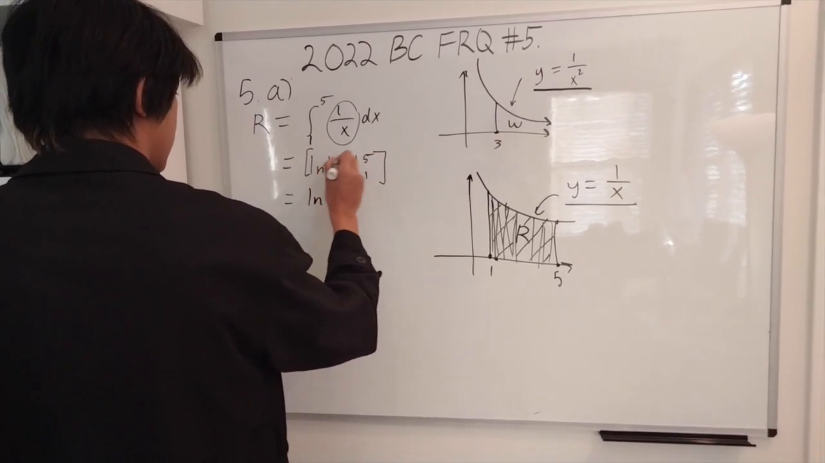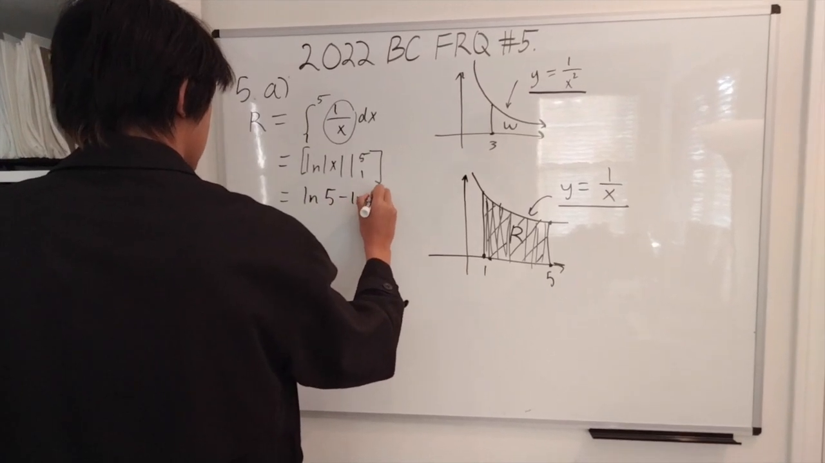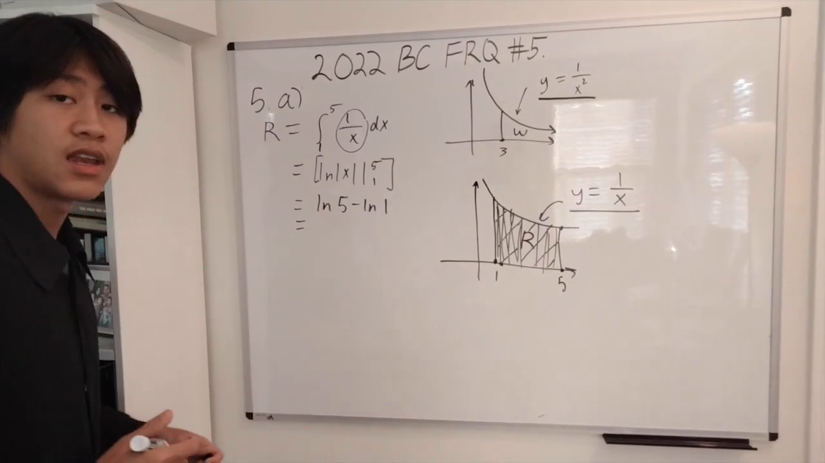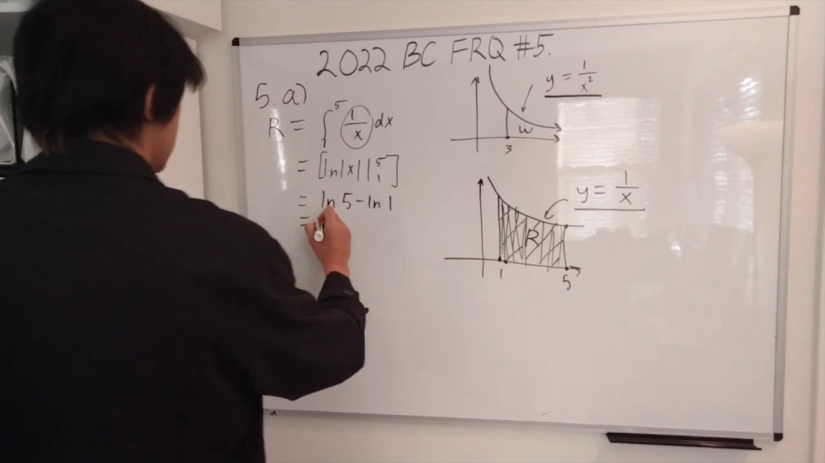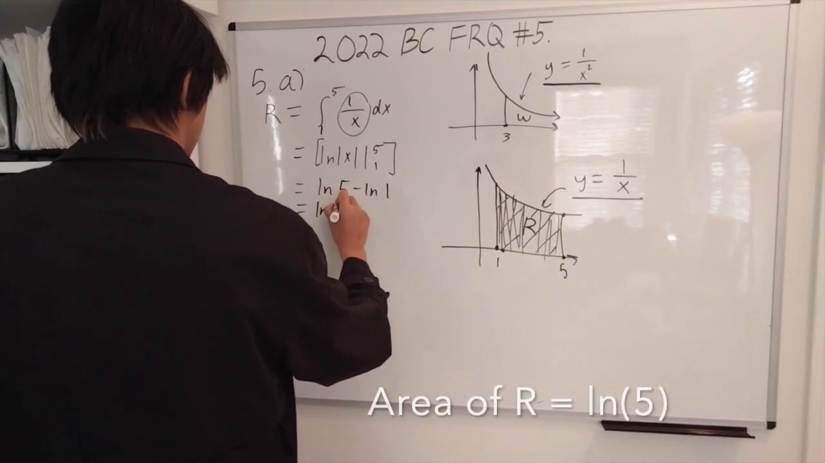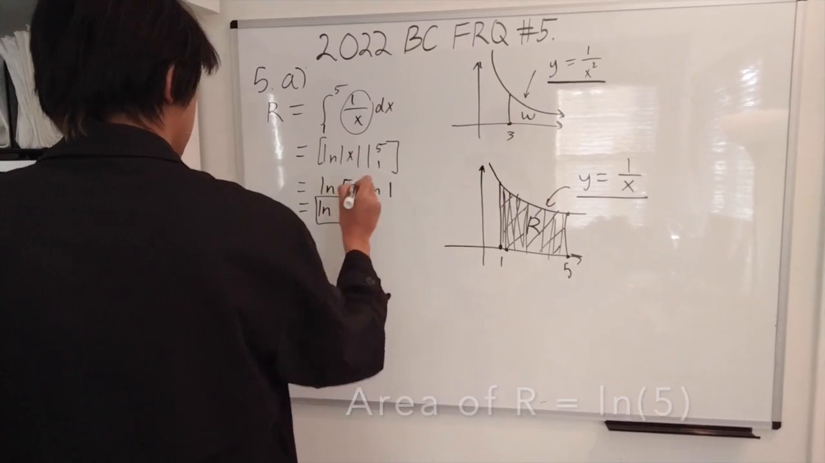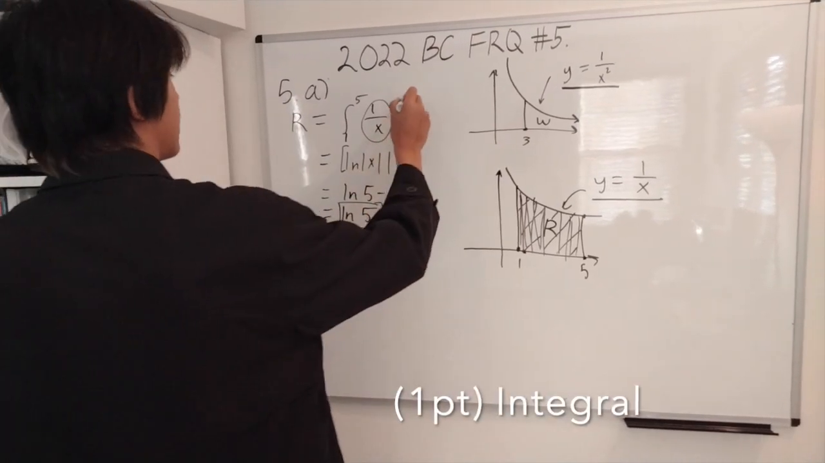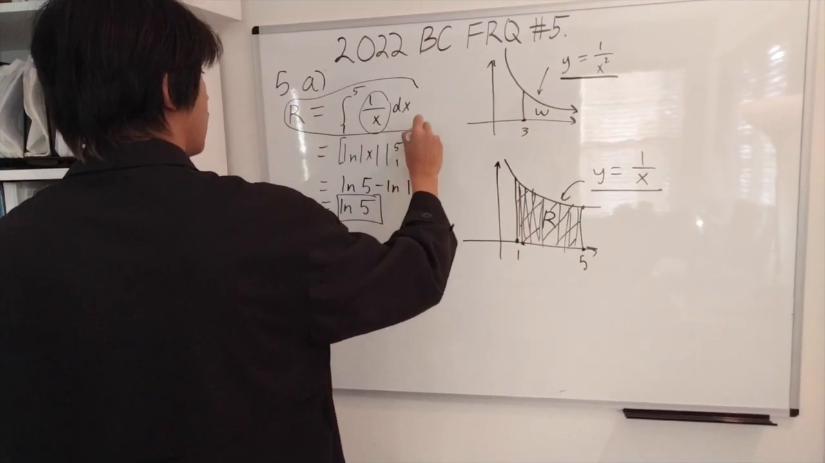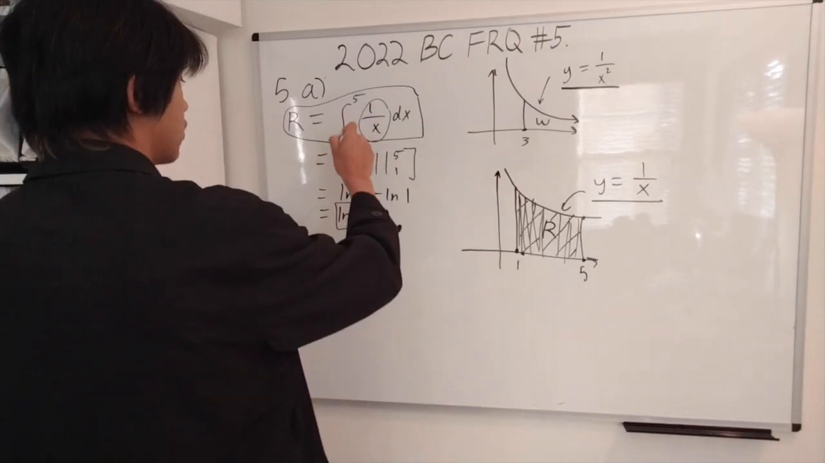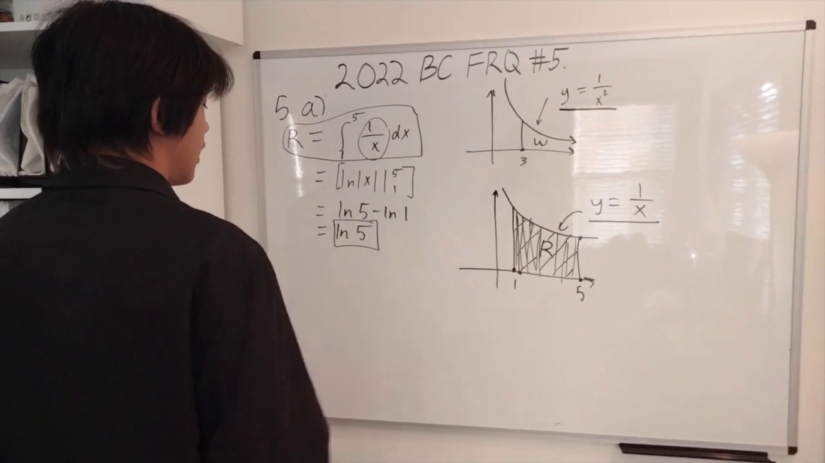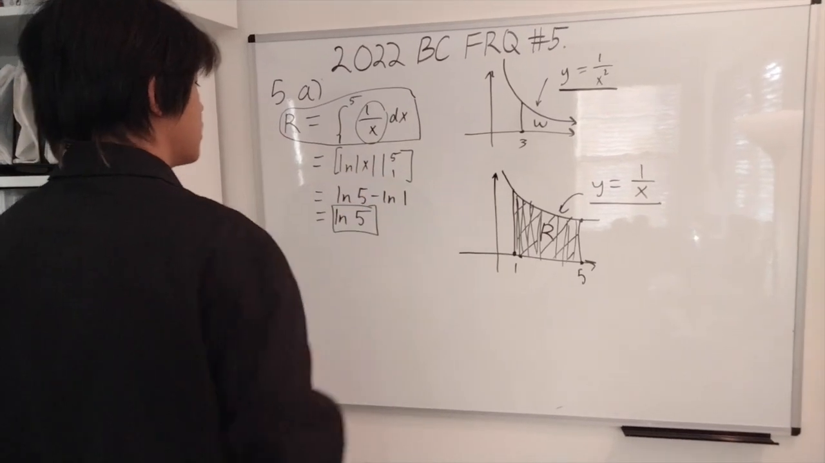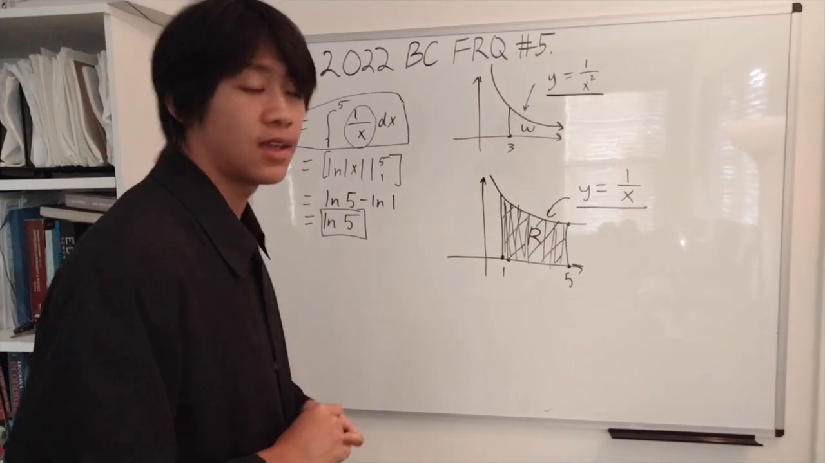So, solving by putting in the bounds, we get this. And ln of 1 is just equal to 0, because anything to the power of 0 is equal to 1. So, just equal to ln of 5. So, for the AP exam, you want to make sure you write this statement. R, or area, is equal to the integral from 1 to 5 of 1 over x dx. And make sure you get this. And also remember, keep the absolute value sign. And yeah, that is 5a.